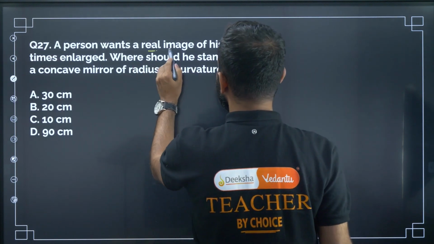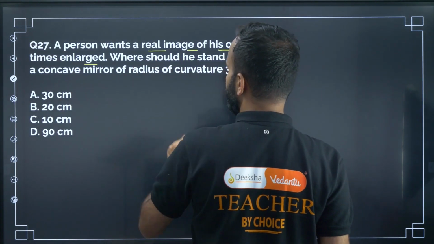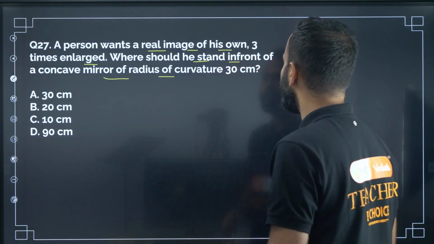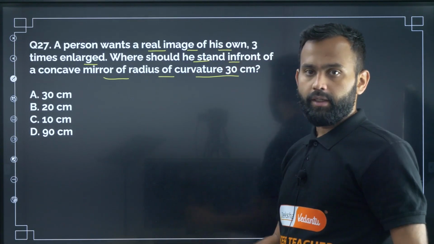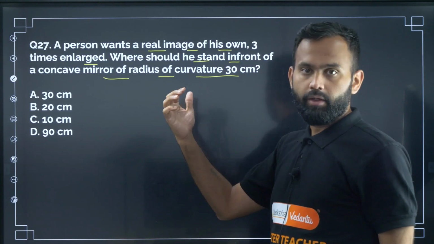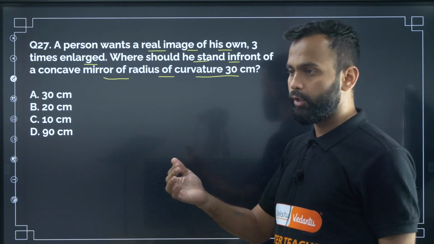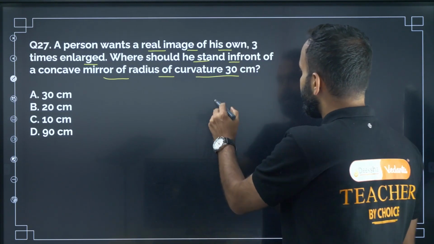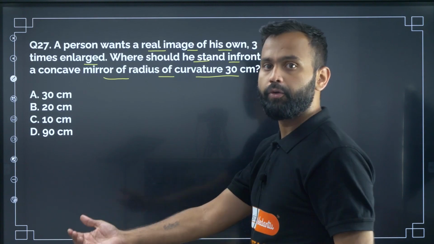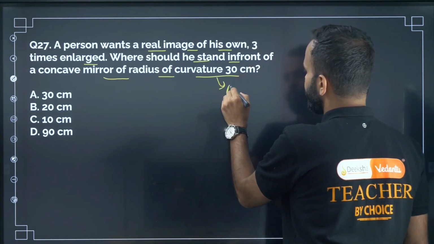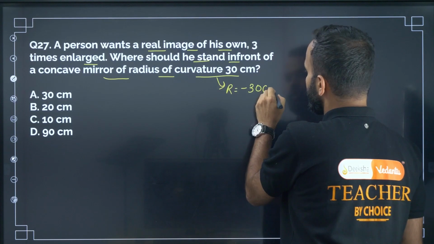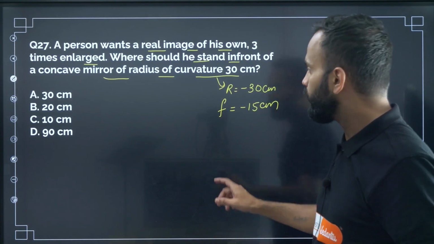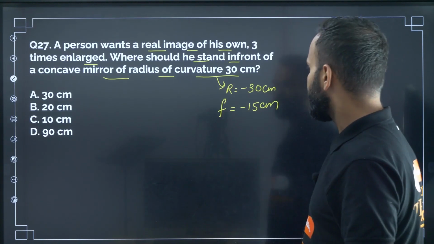Question number 27. A person wants a real image of his own, 3 times enlarged. Where should he stand in front of a concave mirror of radius of curvature 30 centimeter? The first thing, the focus of the concave mirror lies in front of the concave mirror, so the radius of curvature also lies in front of the concave mirror. So R equal to minus 30 centimeter, so f equal to minus 15 centimeter. Focal length is R by 2, half of the radius of curvature of the concave mirror.